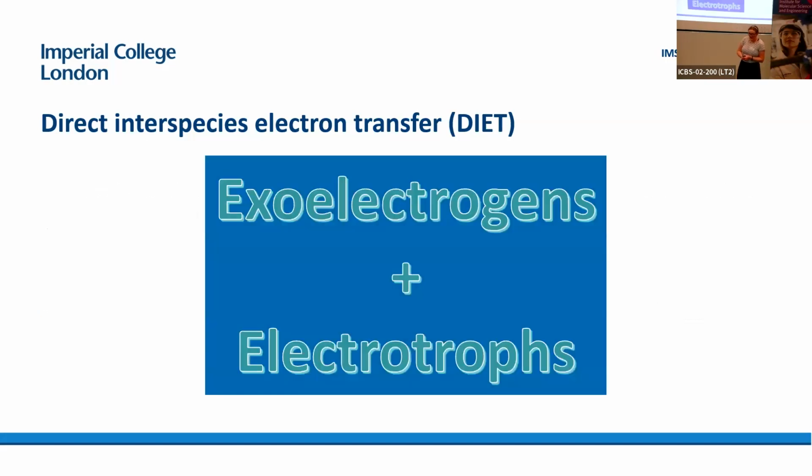So there are two key elements that are really necessary for DIET to take place, and that is exoelectrogens, which are typically bacteria, and electrotrophs, which are typically methanogenic archaea.